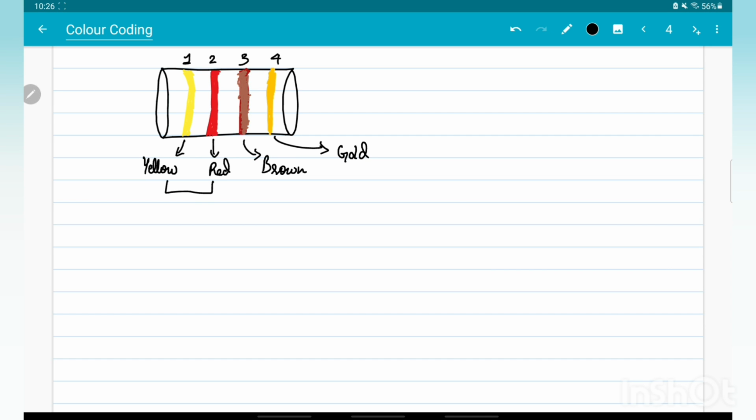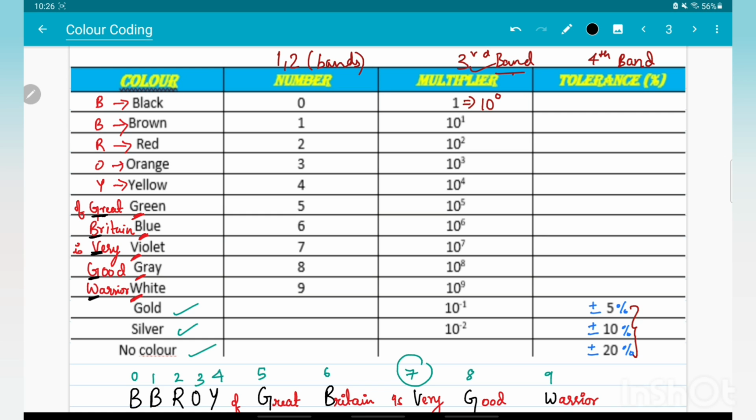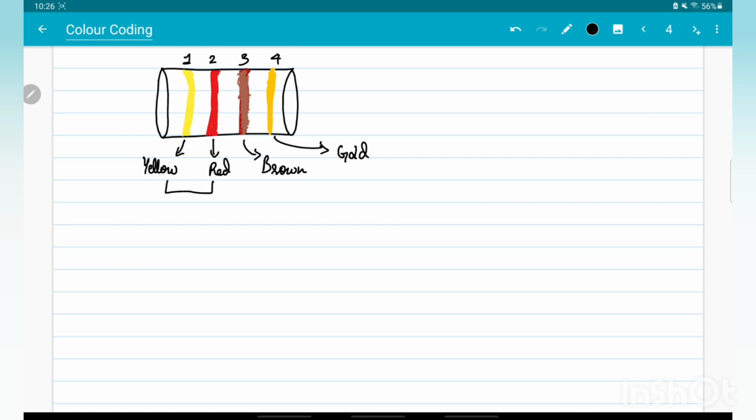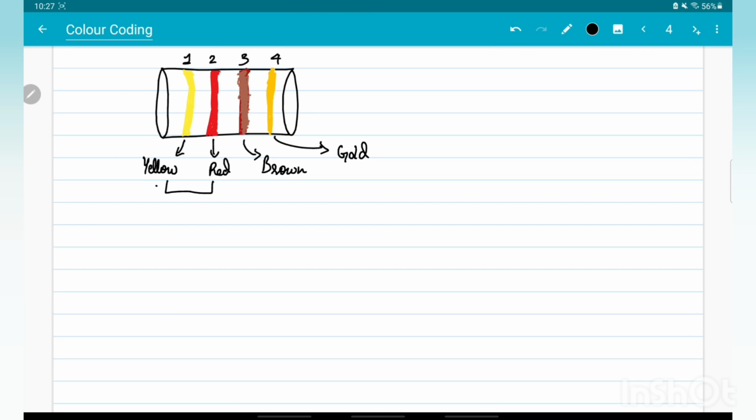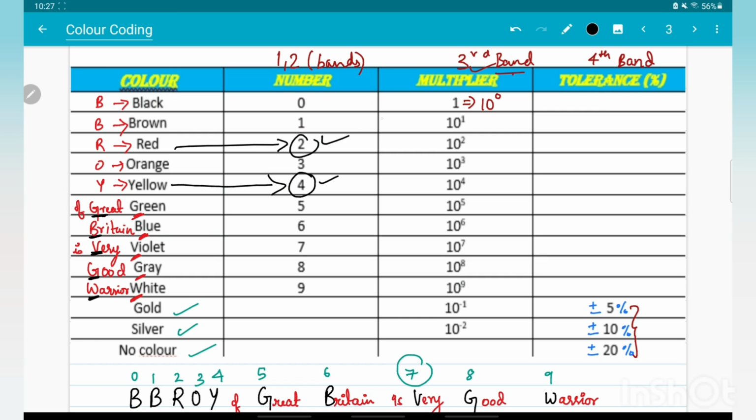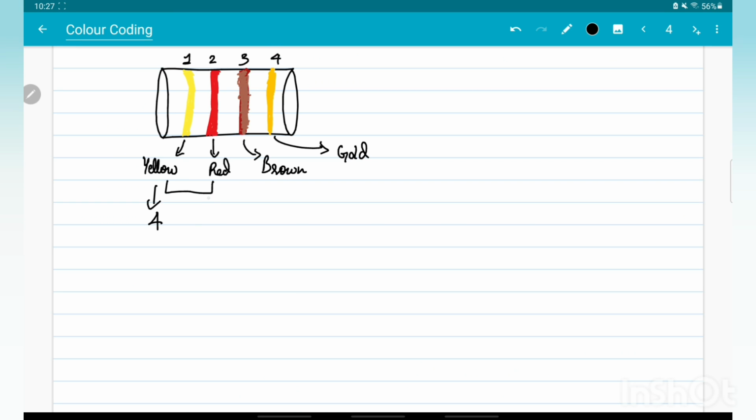So if you see from the table, we had here yellow and red. So you have to check for the number of yellow. Now if you can see here, yellow has got the number 4, and red has got the number 2. So for yellow the number is 4, and for red the number is 2. So we got here the magnitude, that is 42.